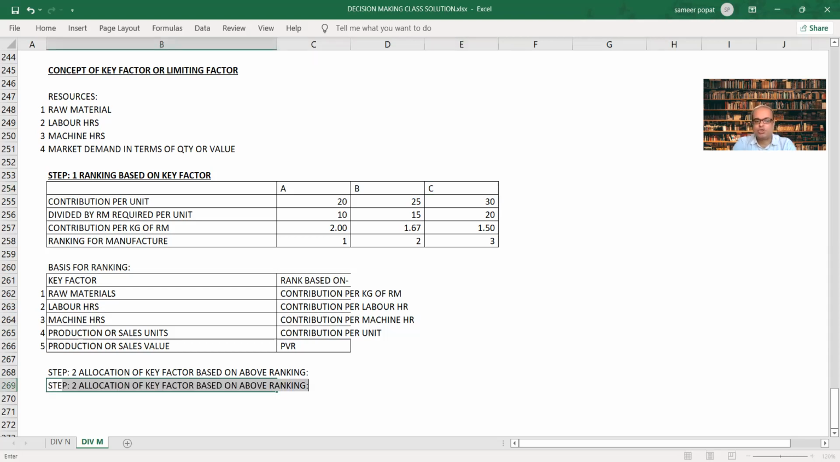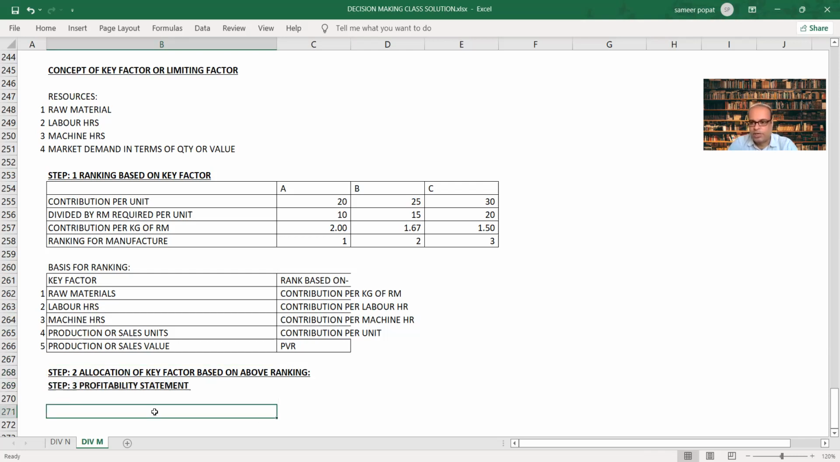So this is step number 2, and the last step, step number 3, is to prepare the profitability statement. Here we need to find the profit of the company based on the allocation as per step number 2. So in 3 steps we are going to solve the sum. Whatever lengthy or easy or hard sum comes in your exam, these 3 steps will be applicable in all kinds of sums.